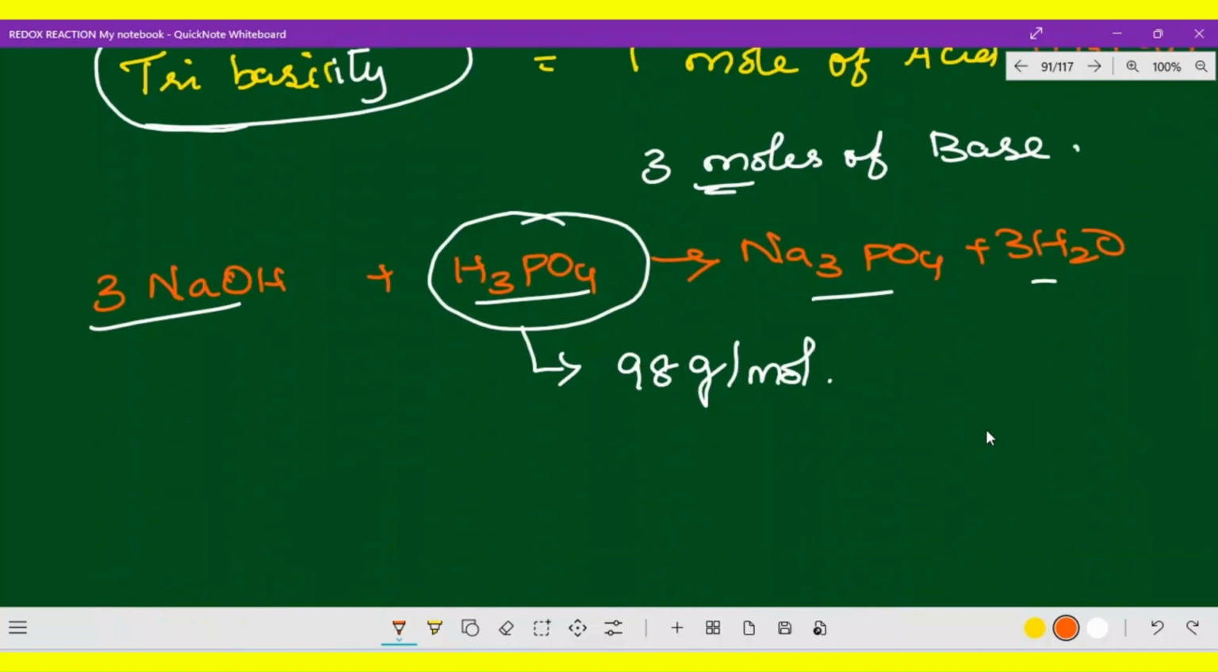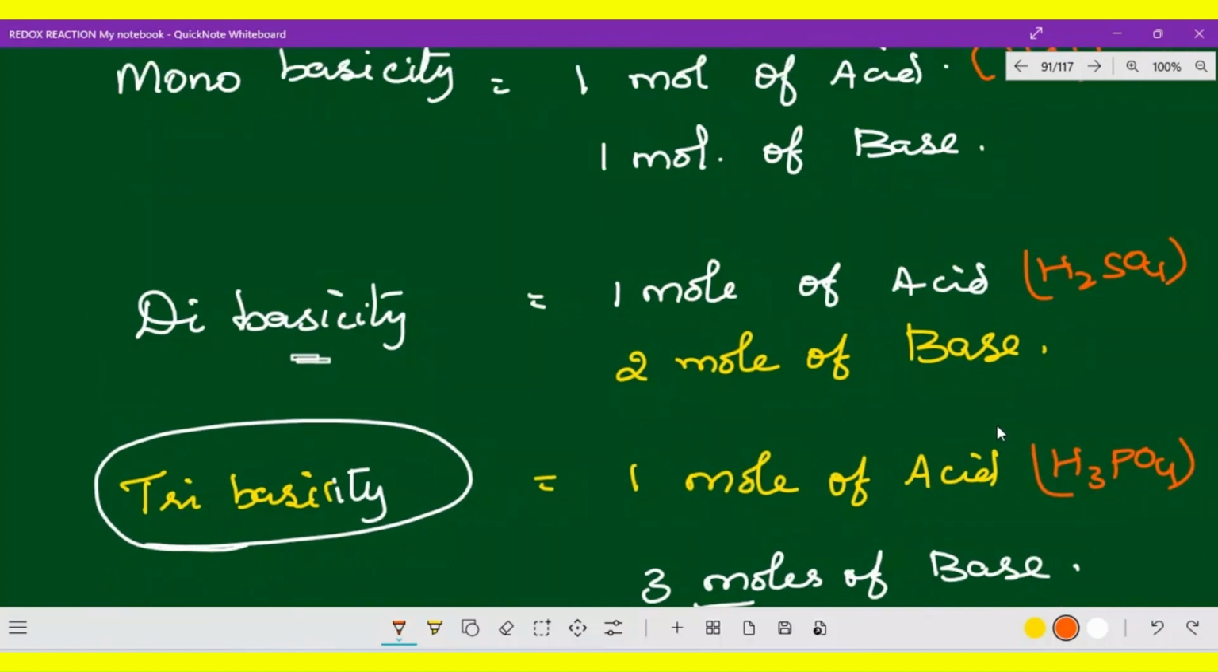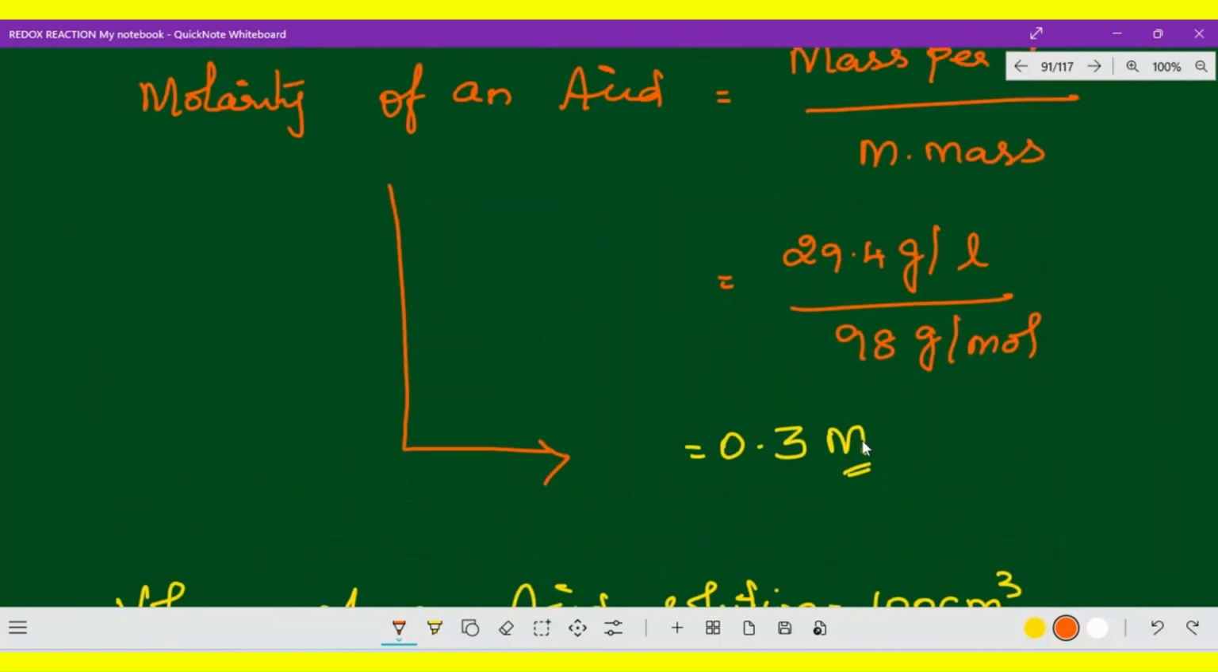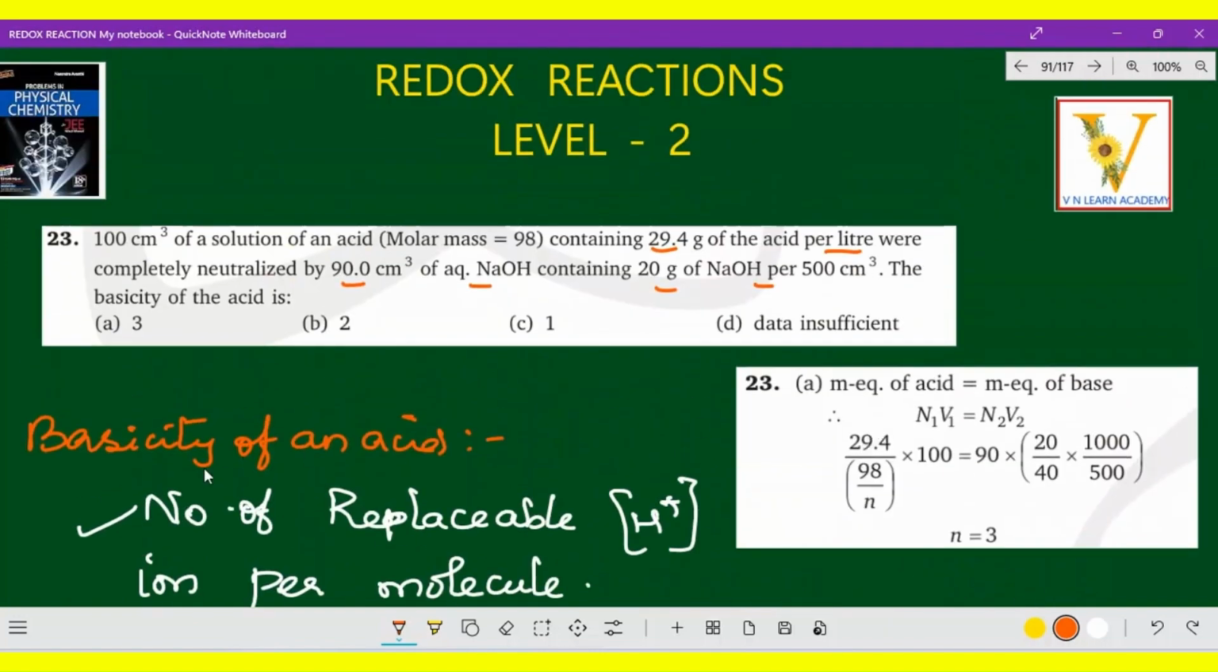How do we identify the answer? These are all practice makes the man perfect. As we go through this once again, we will come to know the clarity about this topic. So which is the correct option? Option A is the correct option. 3 moles of base. Basicity is nothing but the number of replaceable H plus ions. So 3 moles of base can replace 3 H plus ions. However many OH are available, that many H plus ions are replaceable, because acid and base give salt and water.